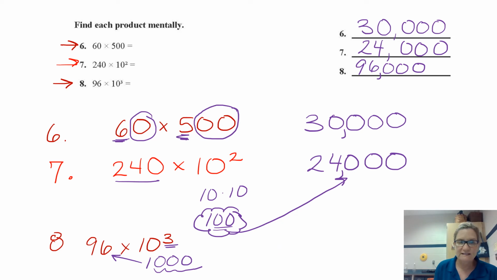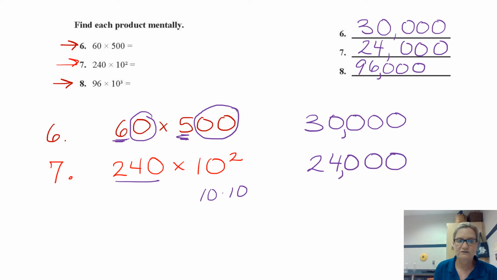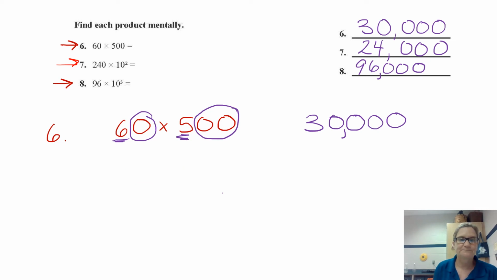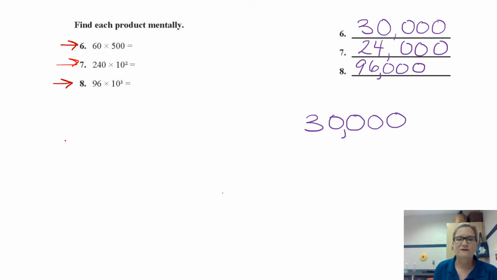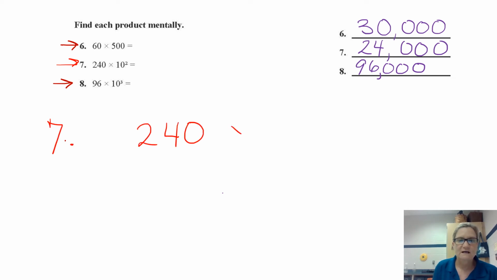All right, now hold this thought because I do want to tell you, when you get a little bit older, every teacher teaches things differently. So just in case your teachers taught you a different way, I do want to at least address this because this is actually what's happening here. I don't like to say that we add zeros. So let's go back to number 7. We have 240 times 10 to the second power. 10 to the second power tells me that I'm going to move the decimal point 2 times to the right.